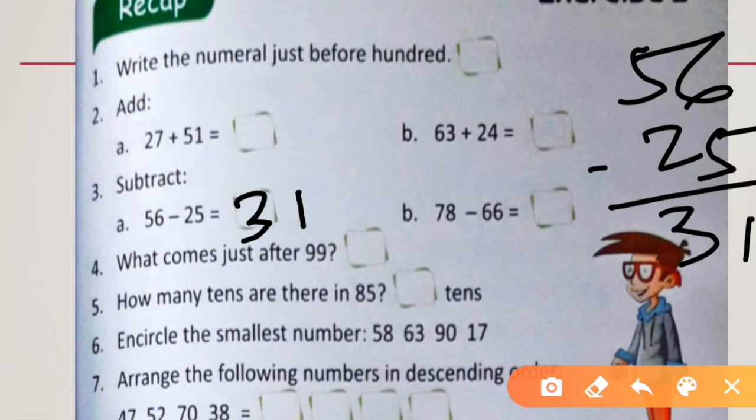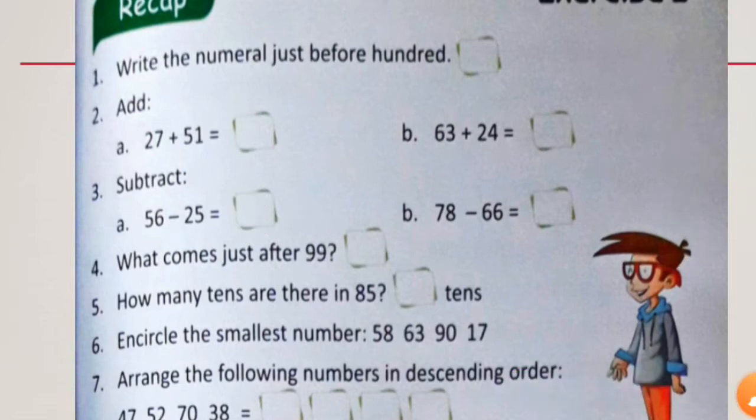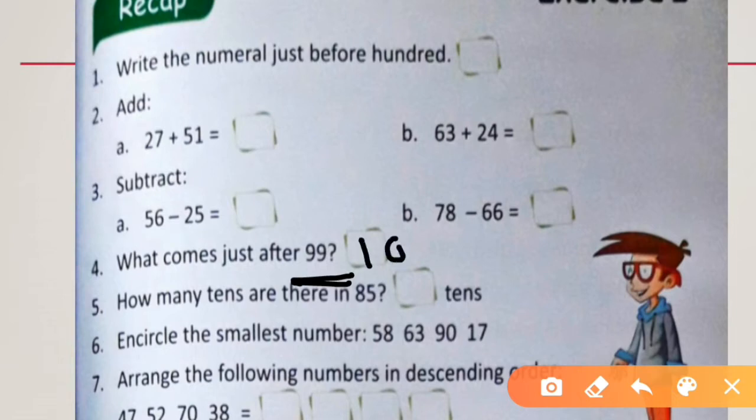Number 4. What comes just after 99? After 99, 100. 100 comes after 99. How many tens are there in 85? 85, 8 tens. There are 8 tens in 85.